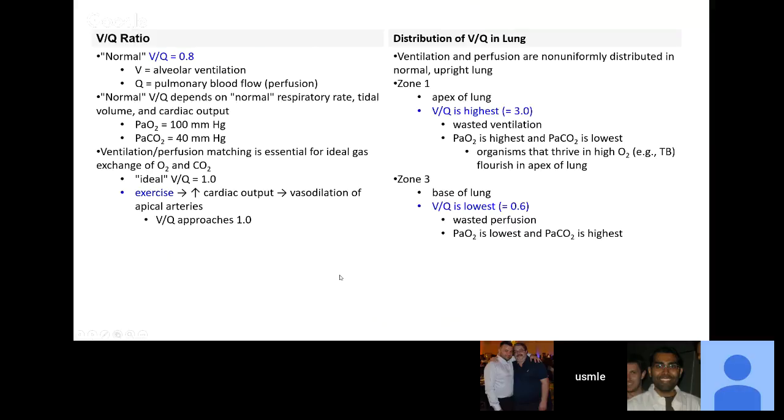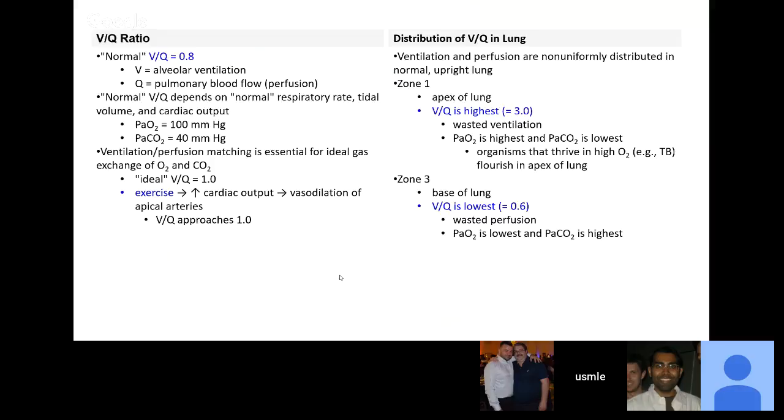So normally the VQ is going to be close to 1, which is 0.8. Remember this number. Also remember that the PaO2 value is around 95 to 100, and PaCO2 will be around 40. Those are numbers that you need to know. With ideal ventilation perfusion matching, you're going to have it closer to 1.